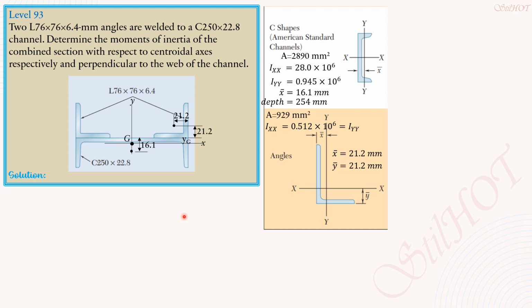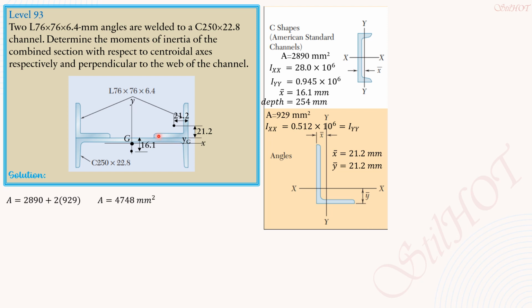So for our solution, let's compute the area first. The area is the area of the channel, 2890, plus 2 times the area of the angles, 929. So 2890 plus 2 times 929, area equals 4748 mm squared. Then by Varignon's theorem, we solve for YG.